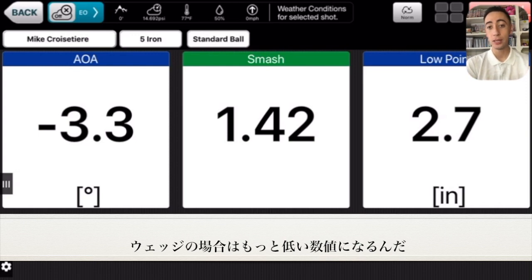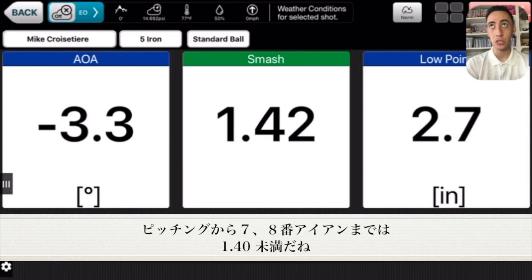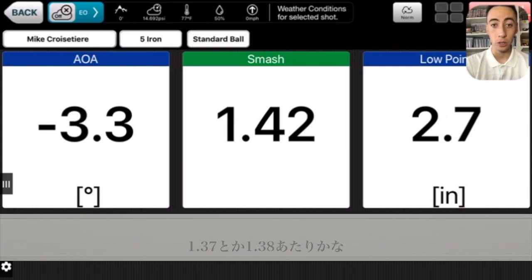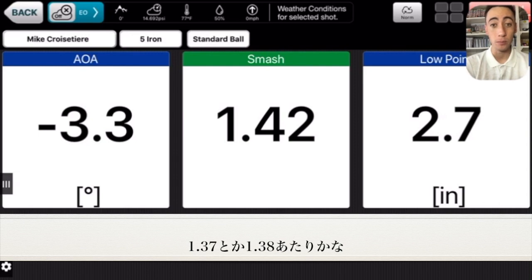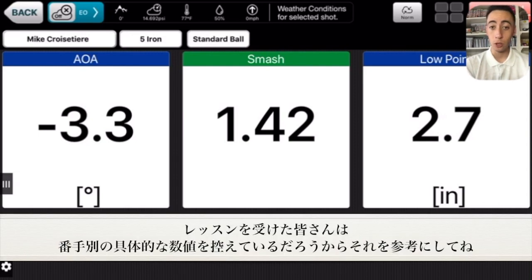And then if you guys are hitting wedges, you're going to be slightly less. Let's say pitching wedge, 8-iron, 7-iron range, you might be below 1.40. You might be in the high 1.38 range, 1.37 range. Now again, we're hoping that you've already taken a lesson with us and we've told you what smash factor numbers are good for you for which clubs, but that's a good rule of thumb.